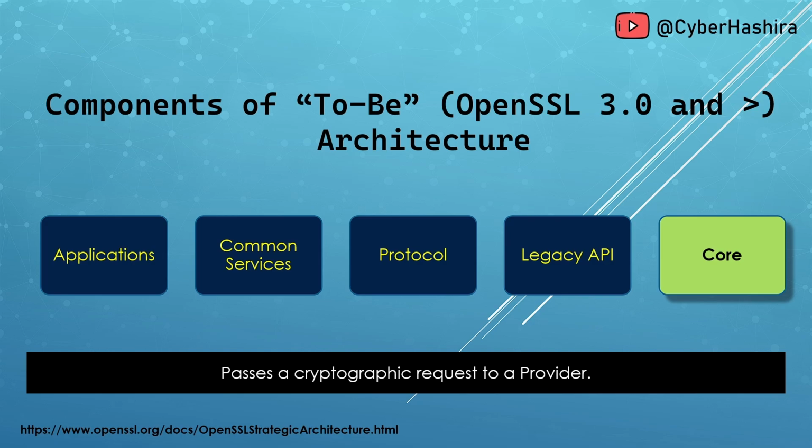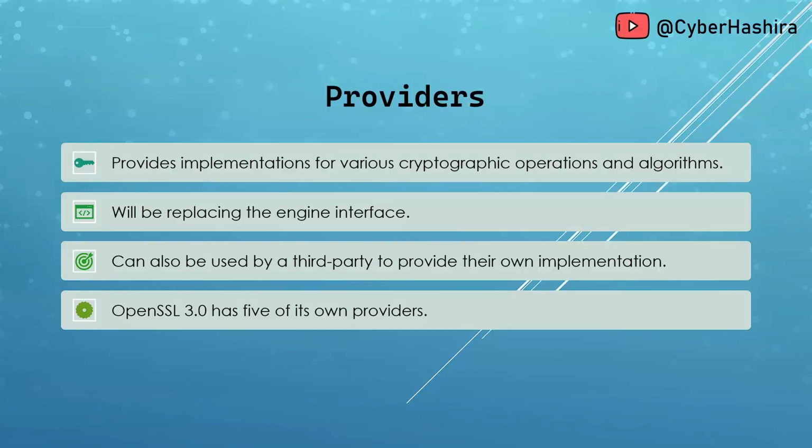There are 5 built-in providers in OpenSSL 3 and each of them has its own purpose. And now let's have a look at providers. It is something new that has been introduced in OpenSSL version 3. A provider in OpenSSL is a separate unit that provides an implementation for an algorithm or a cryptographic service.